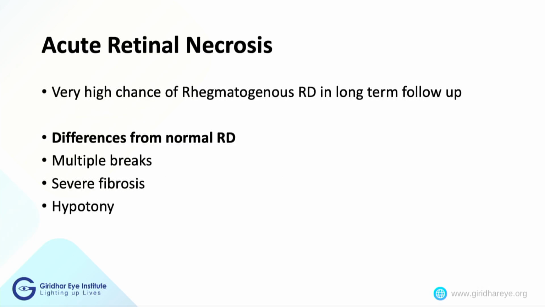Now acute retinal necrosis is the most difficult surgical treatment. Why it is difficult is there will be multiple sieve-like breaks across the retina. There will be severe fibrosis after laser. When it heals, it will be totally fibrosed, with a lot of membranes over the retina, and many times you can get hypotonia also. So this used to be one of the indications for high density silicone oil, which we cannot remove for a long time.